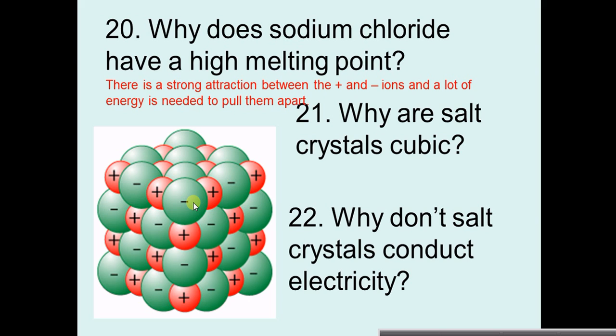Why are they cubic? It's to do with the arrangement of these ions, the fact that you've got very structured arrangements, so you've got positive, negative, positive, negative, positive, negative, and they're all in rows and columns, and that's known as a lattice arrangement. And if they're very organised in that lattice, then they will always form crystal structures in a cubic arrangement.